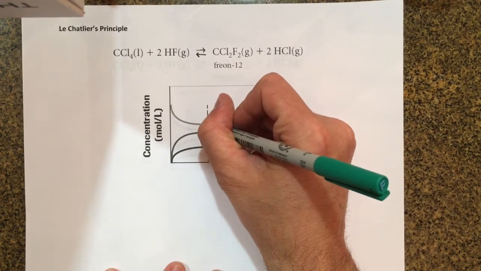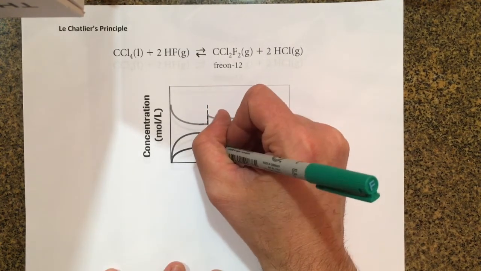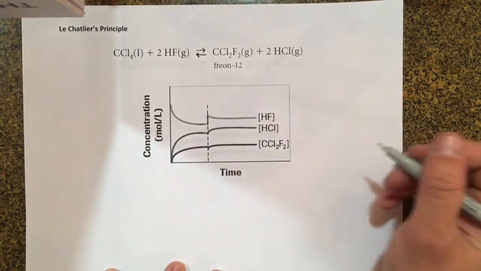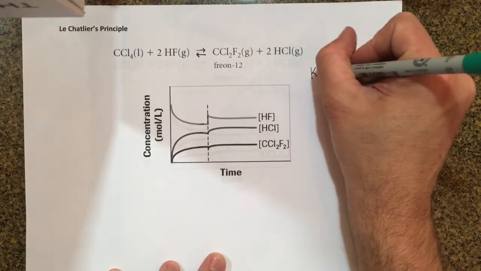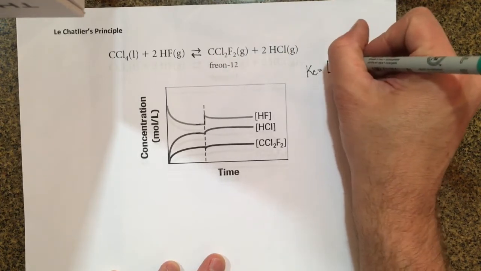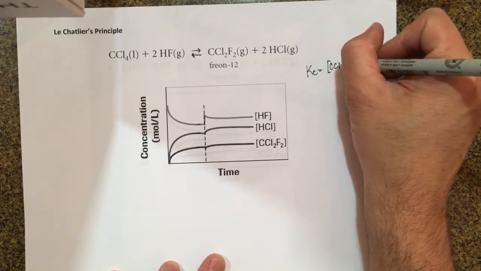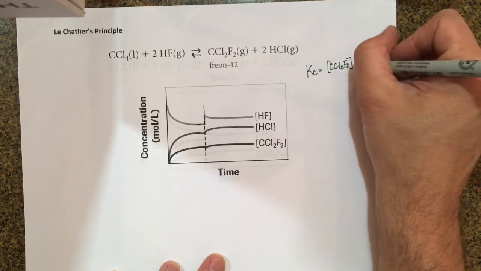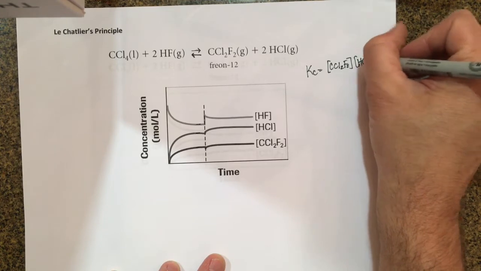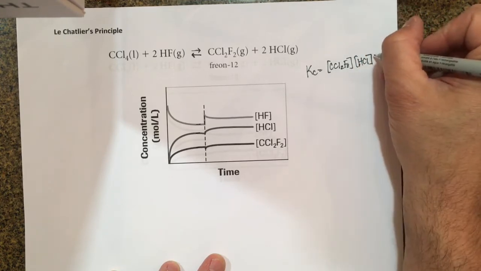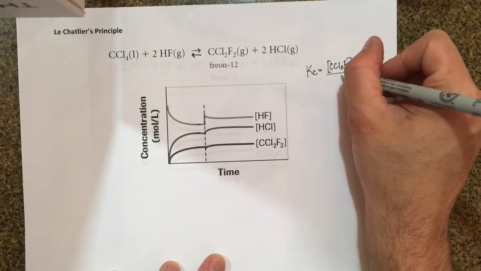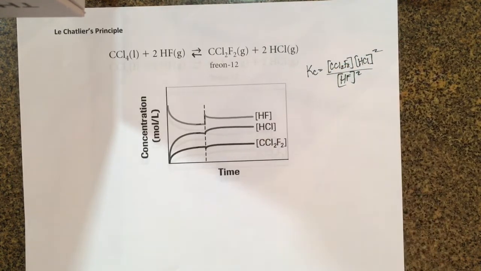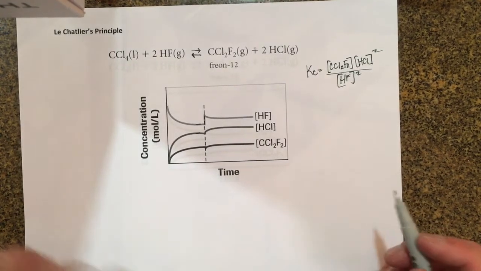It's at equilibrium when it's in these flattened regions of the graph, and it reaches equilibrium again here. Because this is concentration, and we know that the equilibrium constant for this will be the concentration of carbon dichloro, methane, and then hydrogen chloride gas squared over the hydrogen fluoride gas concentration squared. And so it's all related to equilibrium concentration.